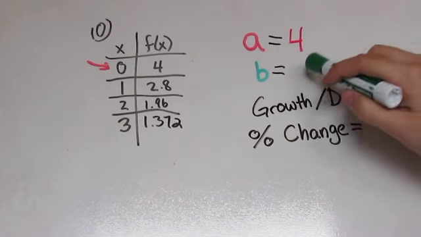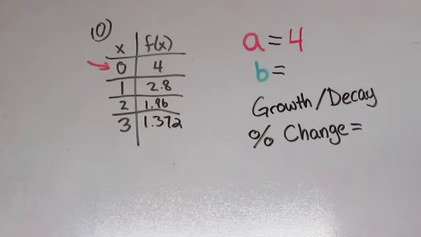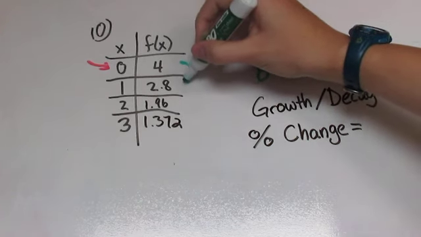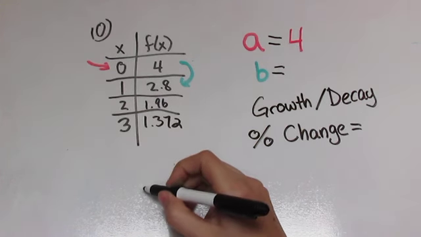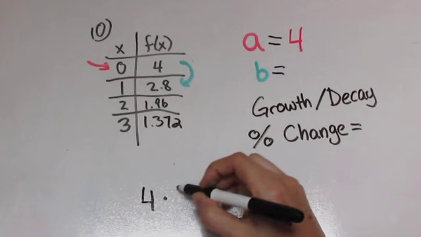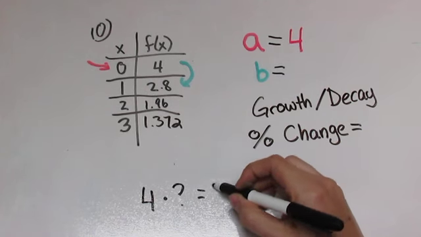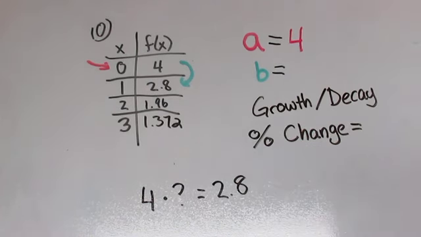Now what is our B? B represents the ratio of change, or how the things are changing. You can also think of it as the number which you keep multiplying by. So if I'm going from 4 to 2.8, what am I multiplying by? Now, you can do some guess and check to try to figure this out. Or you can think about this from a more algebraic perspective. I know that 4 times some number equals 2.8.